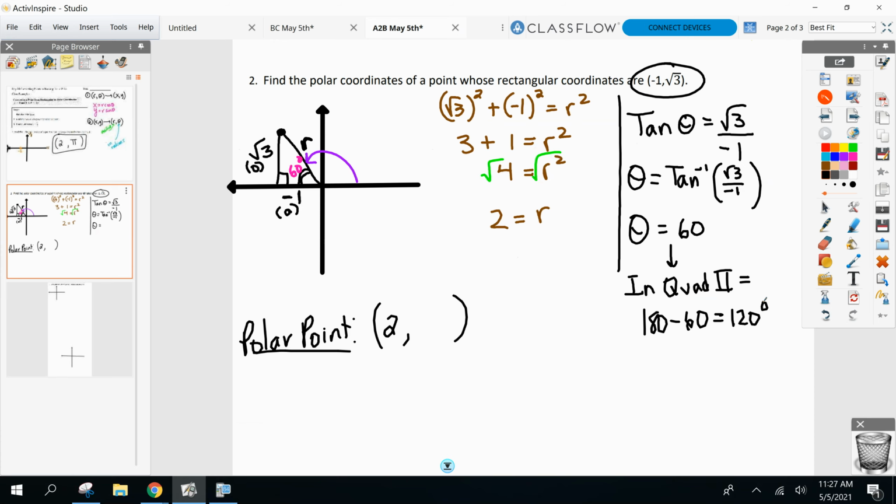I can't put that in the answer though. I can't say 2 comma 120. You guys remember what I said at the beginning? What's that angle always has to be in? Polar coordinates, it always has to be in radians. So we do have to convert it. This would be an unacceptable answer, 2 comma 120. That's in degrees. Any polar coordinate from now on in radians.